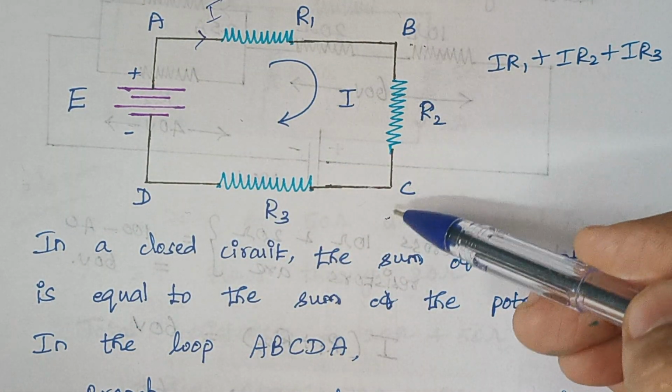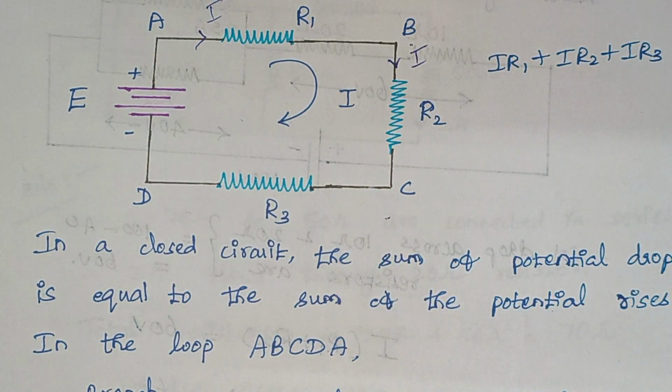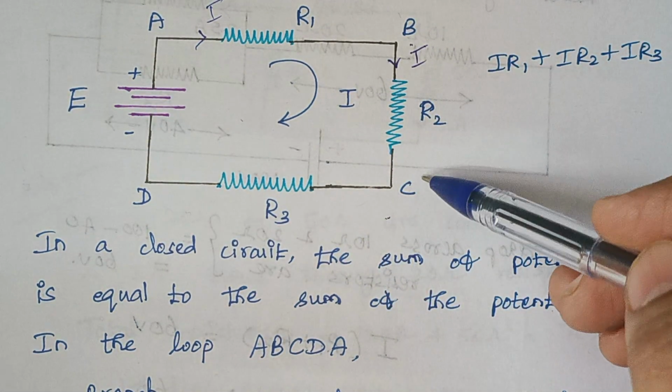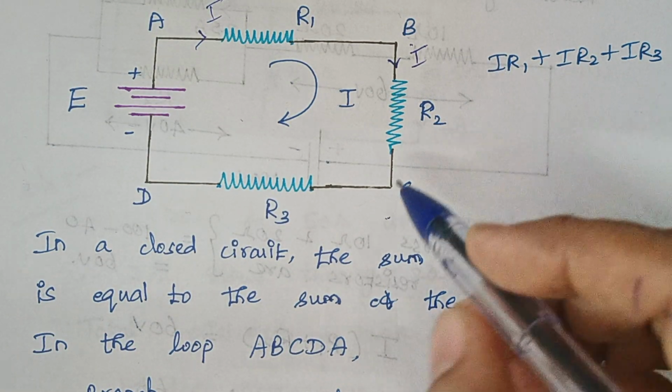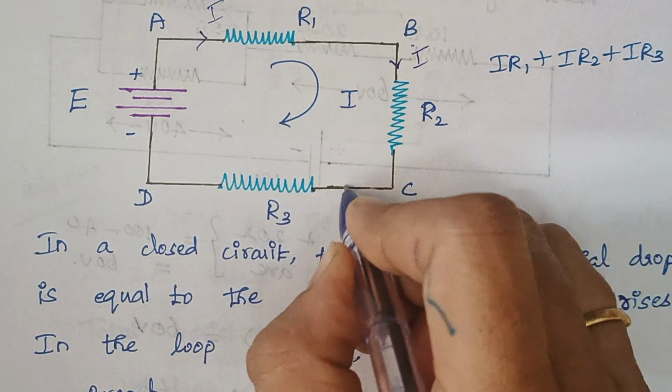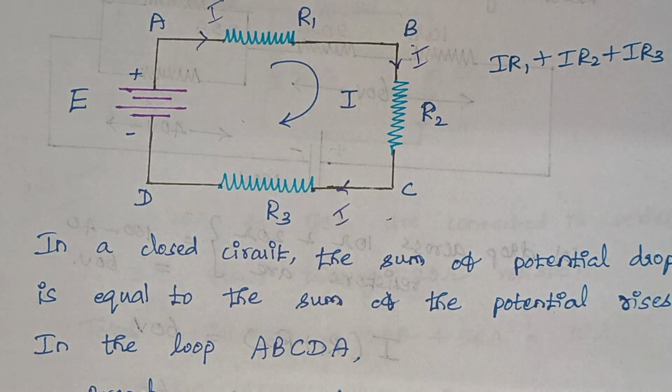Now consider the branch BC. Again the same current I flows here. Then what about the drop here? The drop here is I into R2. Similarly, for CD, again the same current I flows. Then what about the drop here? The drop is I into R3.